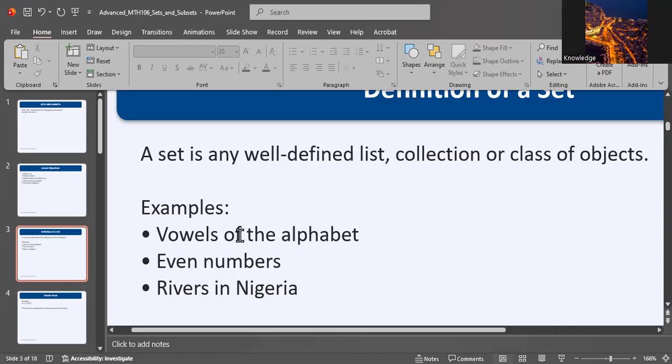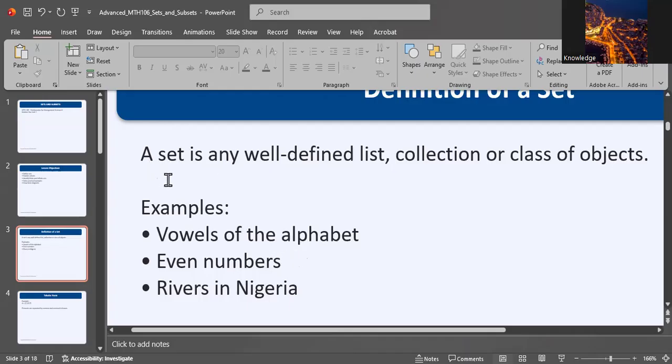So rivers in Nigeria is a well-defined list or collection of rivers, because anybody can easily mention any river that falls within the Nigerian terrain and it will be correct as part of the set. So that is just it. There's nothing hard in set. It is just what you yourself do every day. Your life is even an arrangement of sets. The way you order your things every day, maybe when you wake up, it's all ideas of set. So set is all around us everywhere.